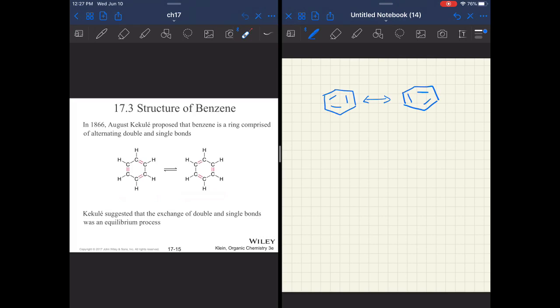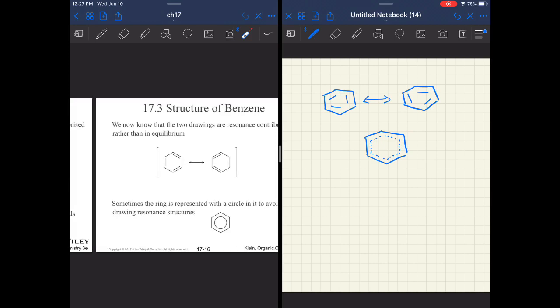And that is, as we know now, a limitation of Lewis structures and bond line structures. The double bonds aren't actually changing places. The real structure lies somewhere in the middle, right? All of the carbon-carbon bonds are the same length. So in reality, each carbon-carbon bond is sort of like a 1.5 bond.